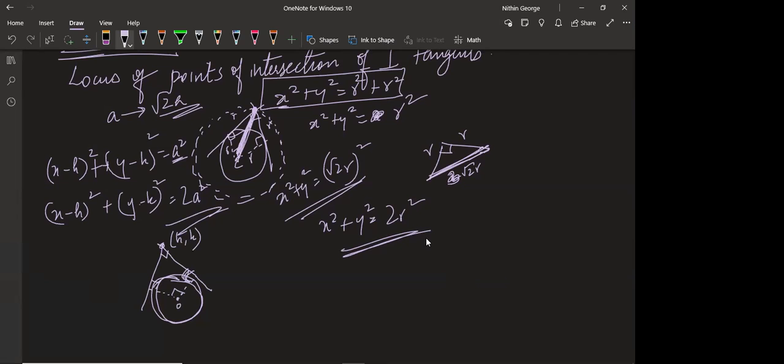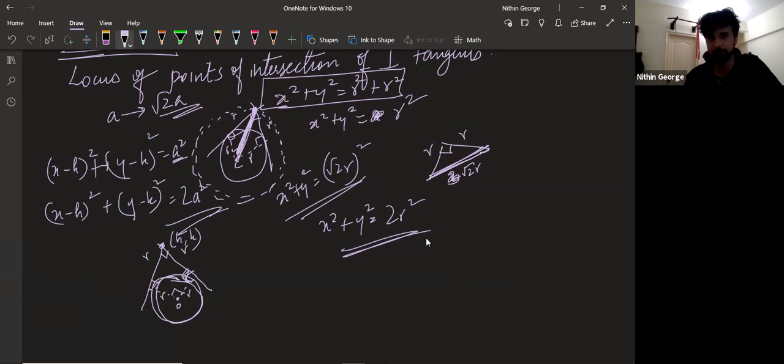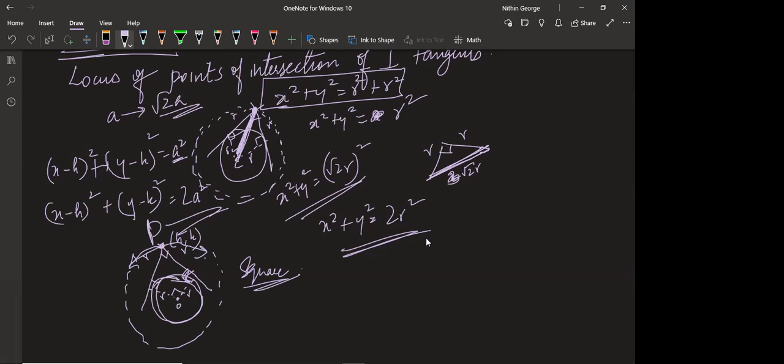Till here understood? Yes, sir. Diagram part I understood, sir. Okay, so this will be R, this will be R, this will be R, this will be R, which means this is a square of side R. But the thing is, this point moves around the circle. The point P here, which is h comma k, moves around the circle. This will be the point of intersection of the perpendicular tangents.